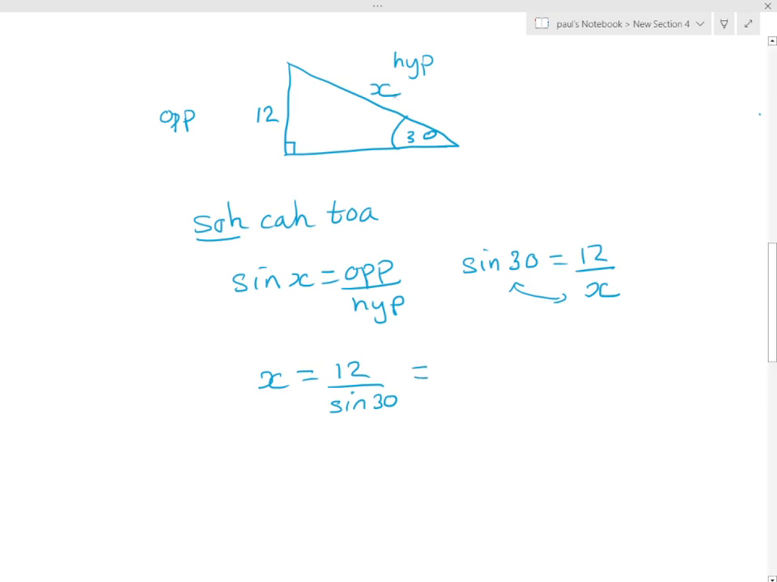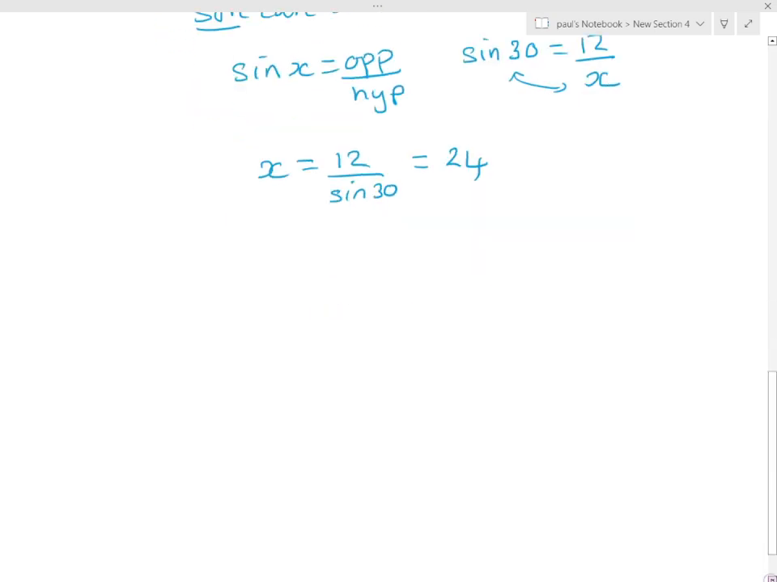So x is 12 divided by sine 30. So you need a calculator. You won't be asked to do this without one. 12 divided by the sine button. It comes up with open brackets. Stick 30 in there and it equals 24. So the length of the hypotenuse is 24, which is good because a little test is x must be bigger than 12 because it's the longer side. That's fine. So let's have another one.